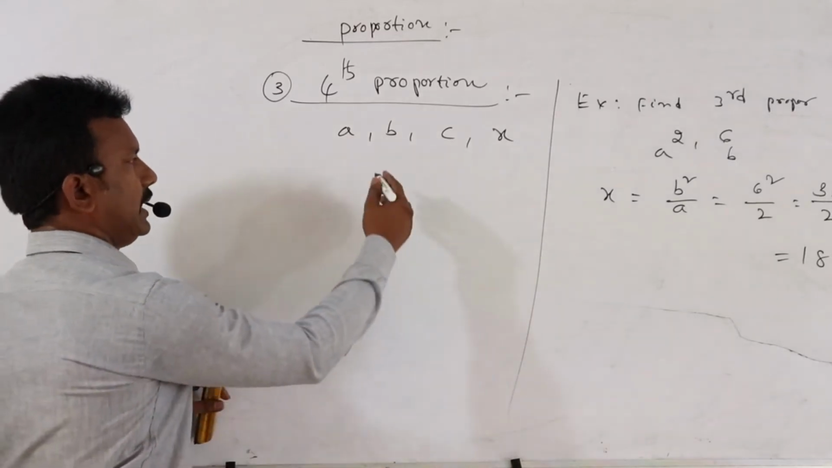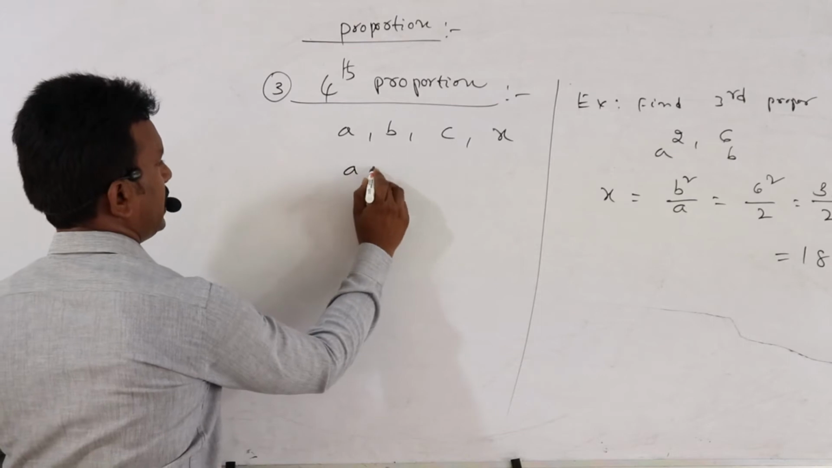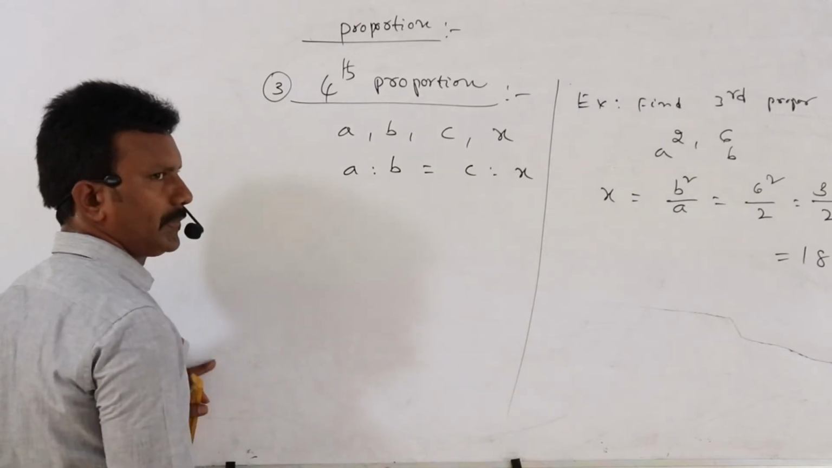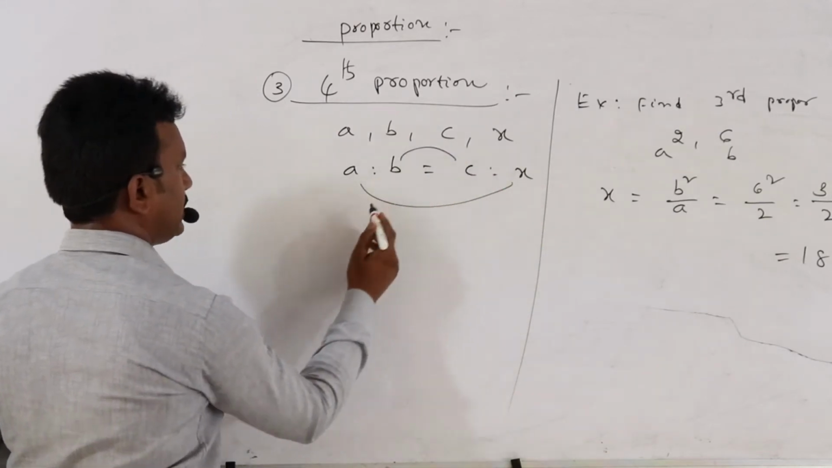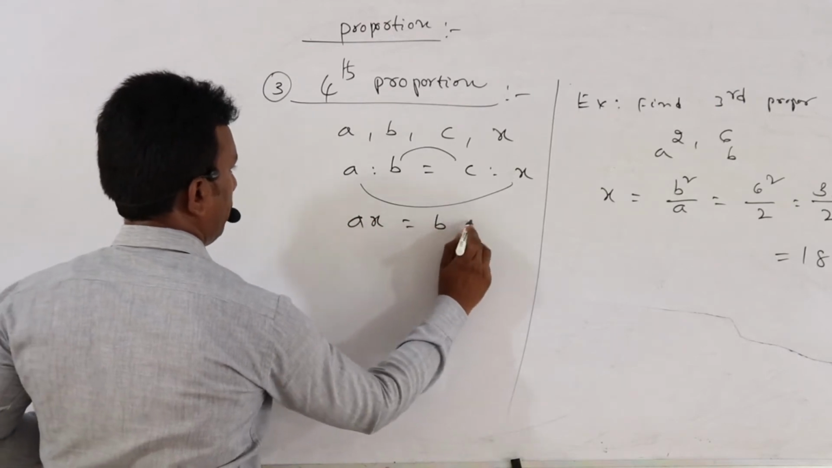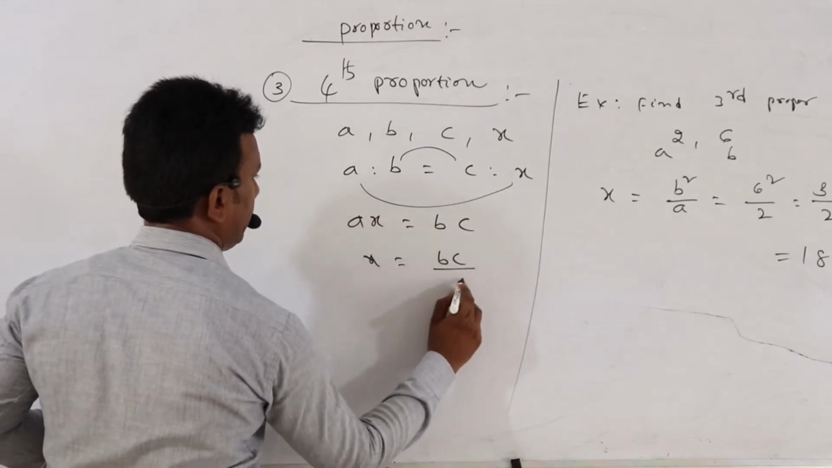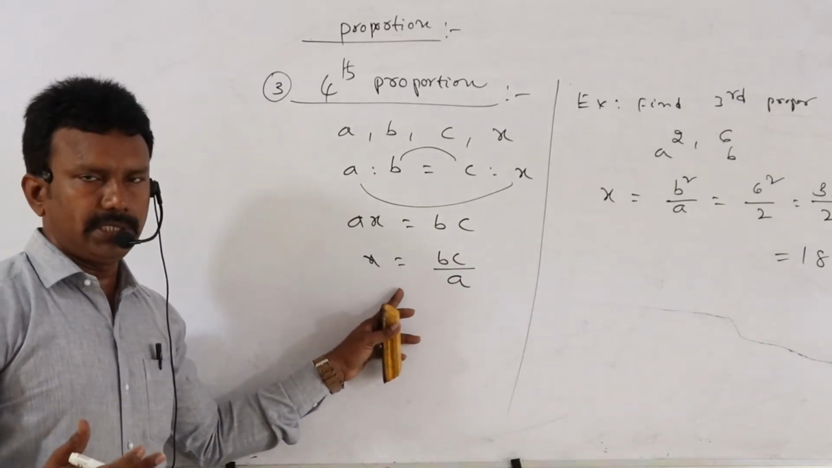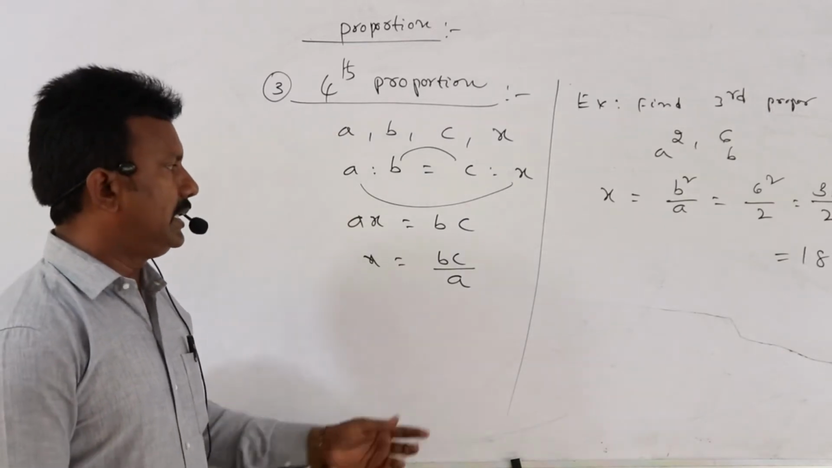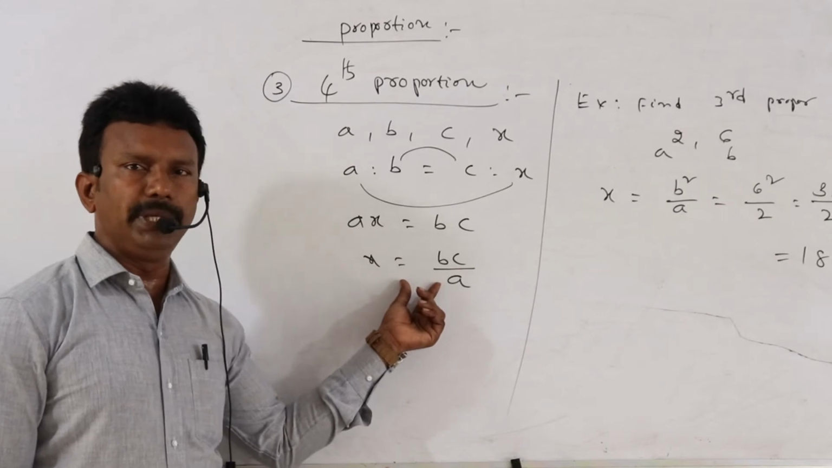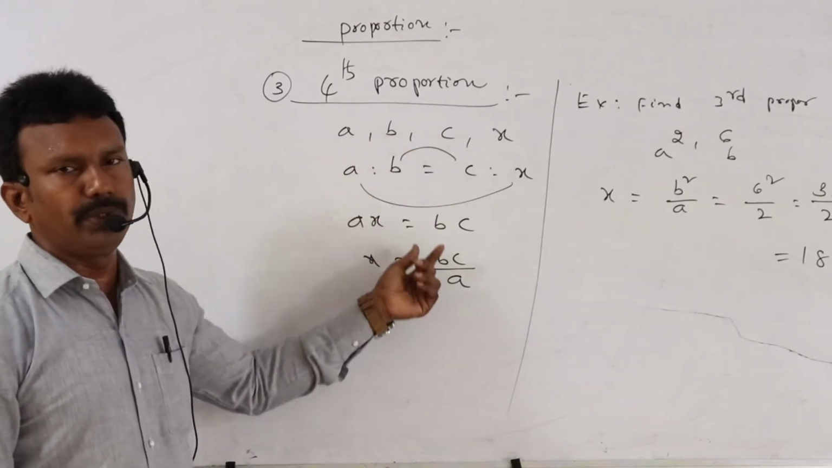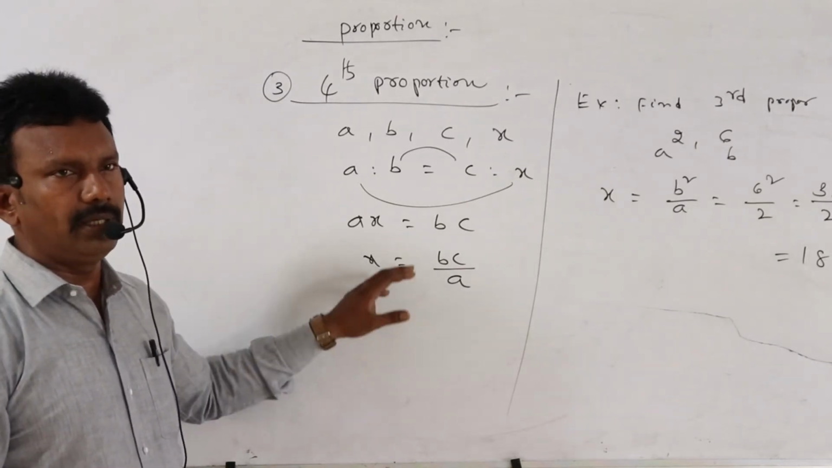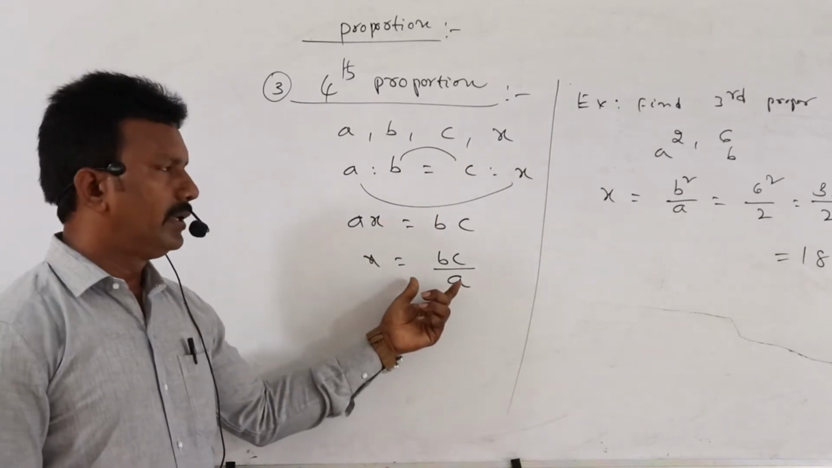We write the proportionality condition for these four numbers, that is A is to B is equal to C is to X. Product of extremes equal to product of means, that is AX is equal to BC, X is equal to BC by A. So in case of finding the fourth proportional, the easy shortcut you should remember is BC by A: product of the last two numbers by the first number. Easily we can find the fourth proportional by remembering BC by A.